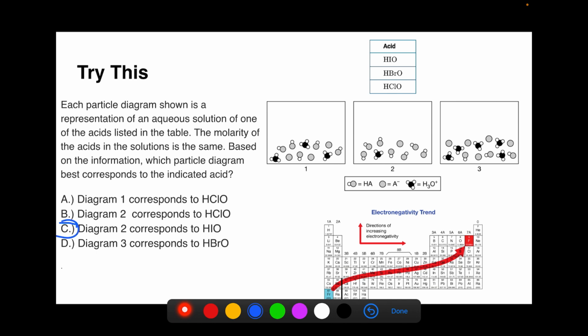Welcome back. You should have determined that C is the correct answer. Looking at the diagrams, we see that diagram 2 represents the weakest acid. We know that because it has the most intact HAs and the fewest H3O pluses. Then looking at our electronegativity trend, we see that iodine is the least electronegative of the halogens listed in the choices. Therefore, it will exhibit the least induction effect, causing it to be the weakest acid.